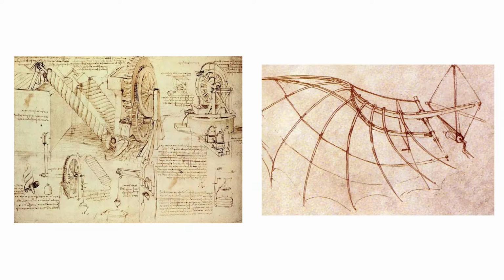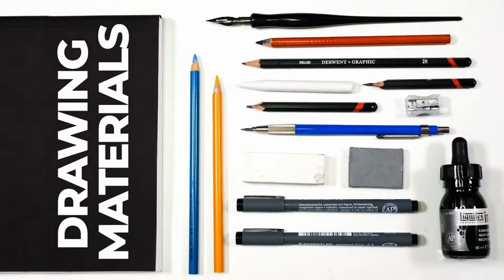So on the left is a proposed drawing of a water lifting device. And on the right is his drawing of a wing construction for humans, which would allow humans to fly. So these are some of the examples of how drawings can be used. But what can you draw with? So let's talk about the materials.